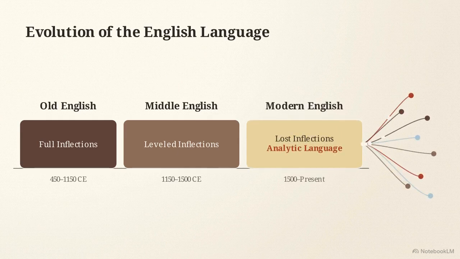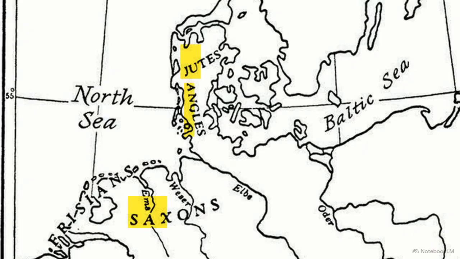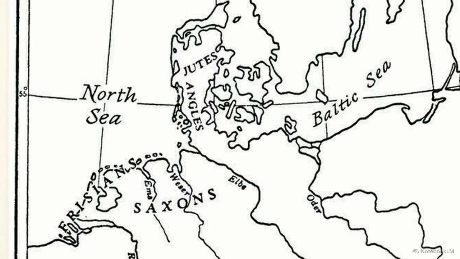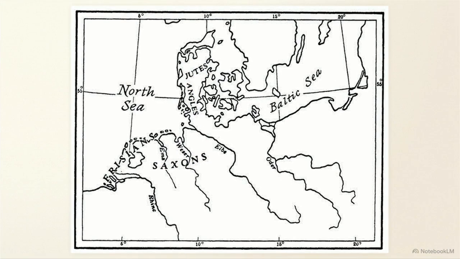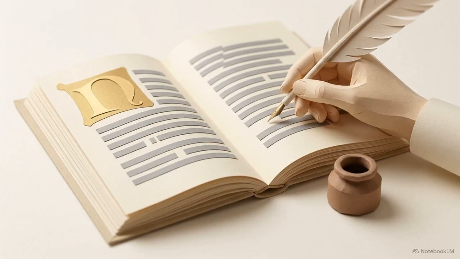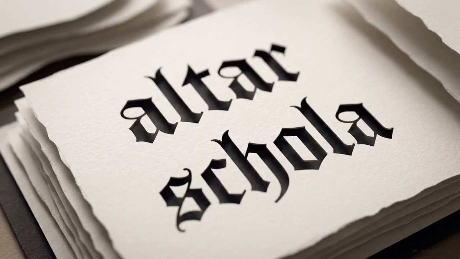3 major historical periods. Between 450 and 1150 CE, Germanic tribes colonized Britain, displacing native Celtic populations and establishing Old English, a period defined by its use of full inflections. The reintroduction of Christianity to the island brought the first major wave of external linguistic influence, injecting Latin terms for religion and scholarship into the vocabulary.